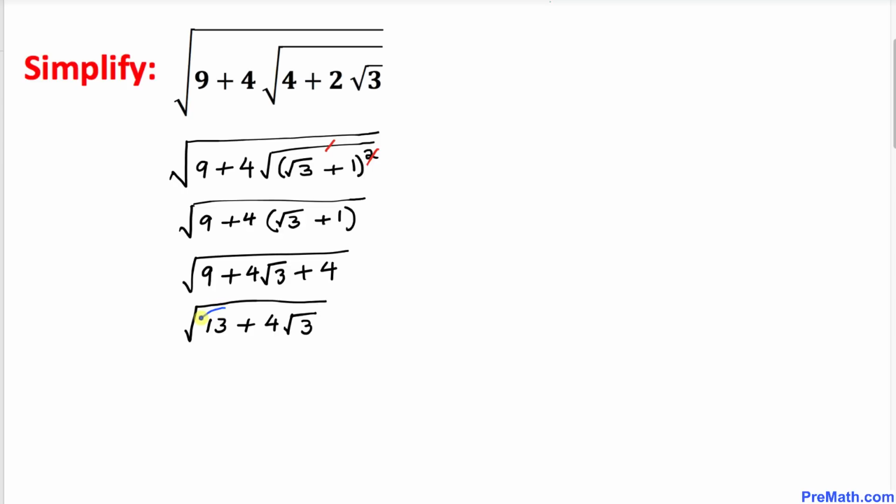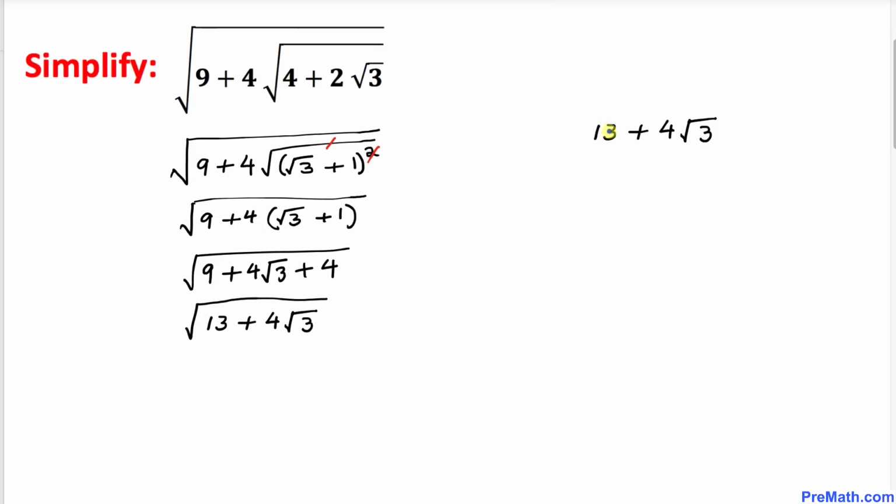Let's focus on this part inside this radical. Here I have copied it down: 13 plus 4 times square root of 3. And now let's go ahead and manipulate these numbers. I can write this 13 as 12 plus 1, and this 4 I can write as 2 times 2 times square root of 3.